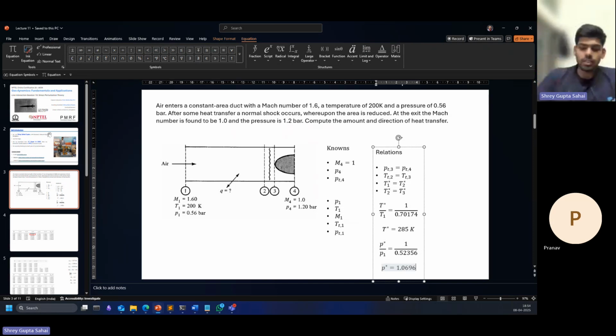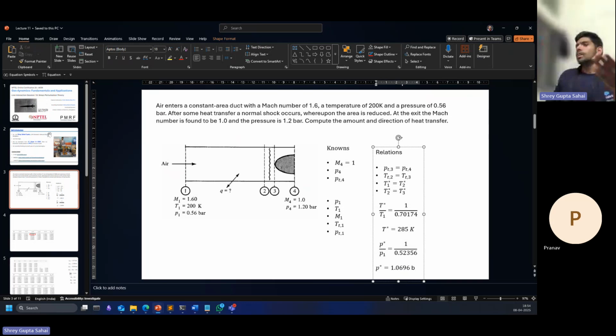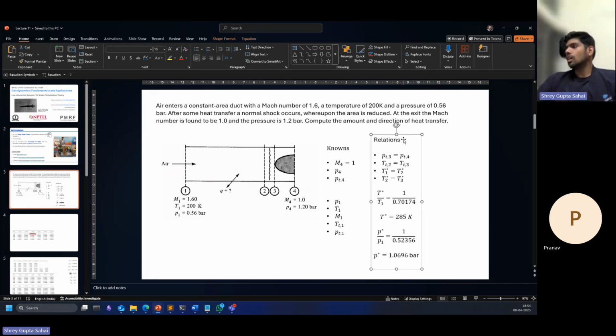696. This is bars. Now, let's note the fact that no matter if there is a normal shock, the P star value is again not going to change, because the sonic conditions are still going to remain the same. So now that we know the sonic conditions are 1 point, this is a P star value.